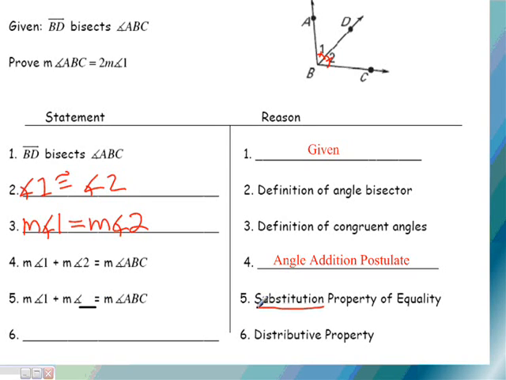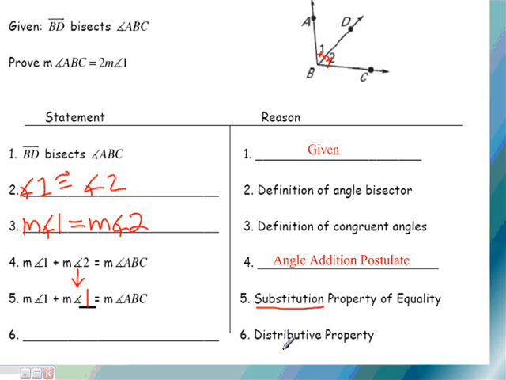I'm going to use the substitution property of equality. Well, the substitution property says if two things are equal, I can substitute in one for the other in my equation. And right up here, I've been told that the measure of angle 1 equals the measure of angle 2. So I must be able to substitute in my equation for angle 2, angle 1.